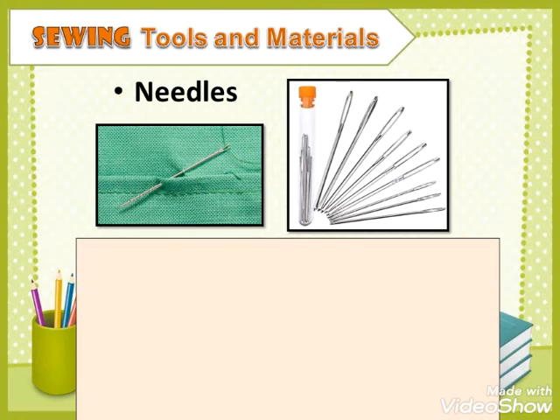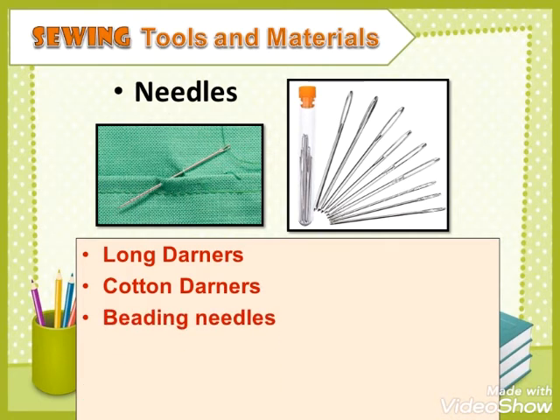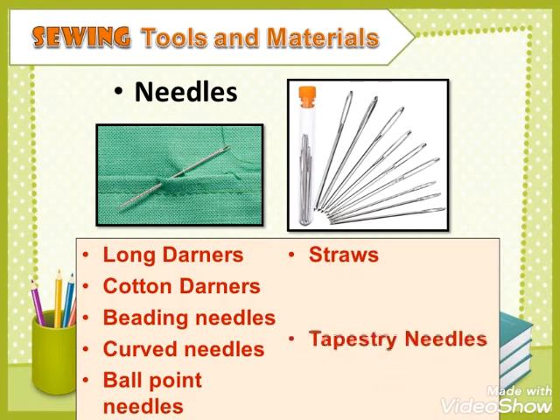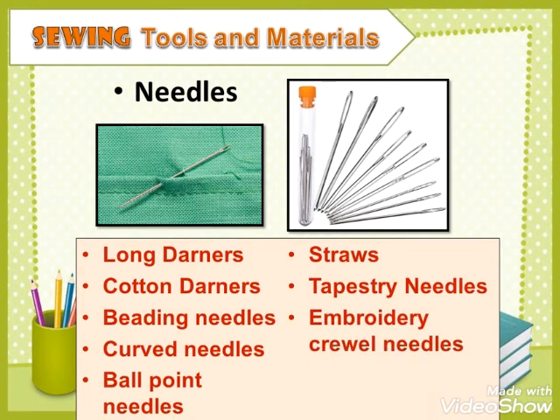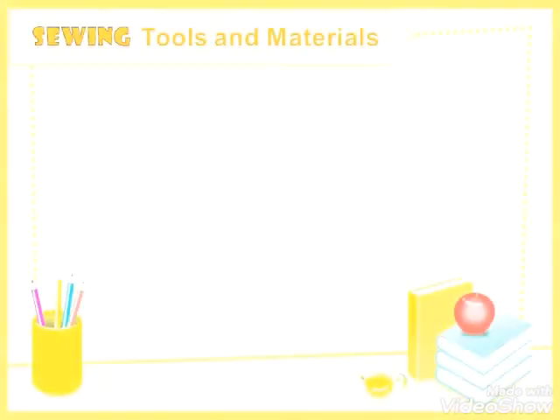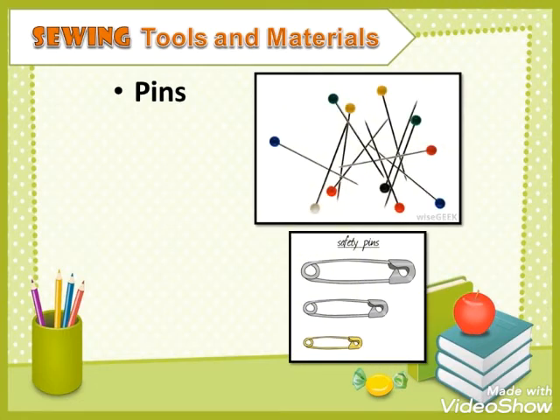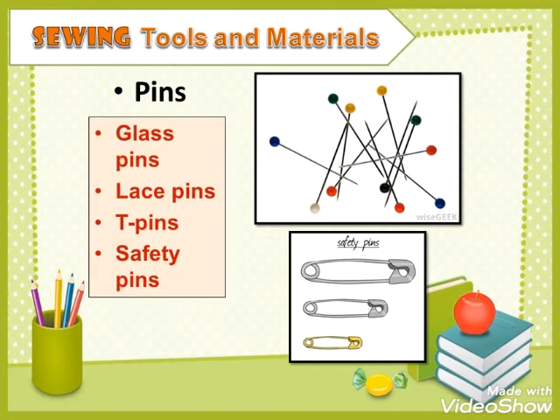Below are the different kinds of needles: long darners, cotton darners, beading needles, curved needles, ballpoint needles, straws, tapestry needles, embroidery crewel needles, and glovers. Pins. Used to hold pieces of fabric, be sure to use pins that have sharp and pointed tips. We have glass pins, lace pins, T-pins, and safety pins.